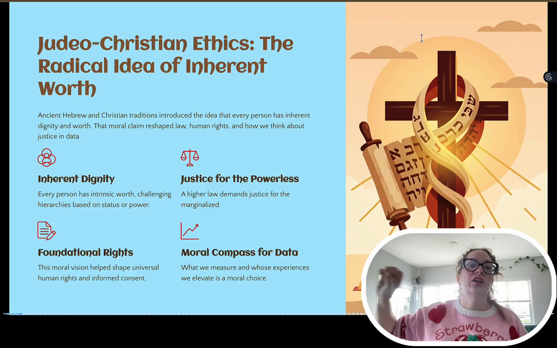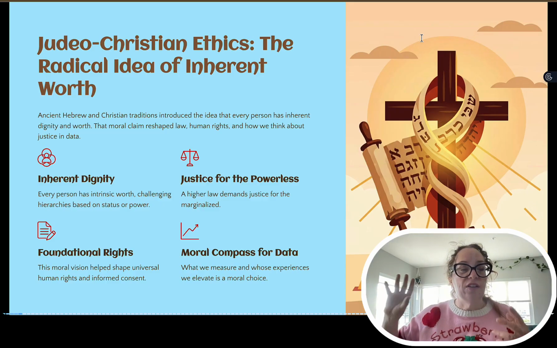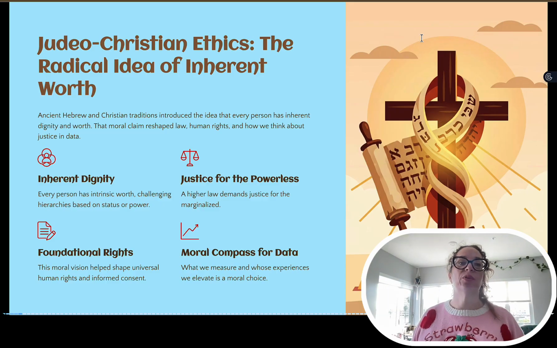There's a higher law. The Hebrew prophets insisted that this higher law stands above any king or emperor, and that law demands justice for the powerless. So this moral tradition flowed into Christianity, and then through Christianity into the foundation of Western law and politics. So the idea that individuals have rights that can't simply be taken from them, that is what we would call Judeo-Christian ethics, translated into legal practice.